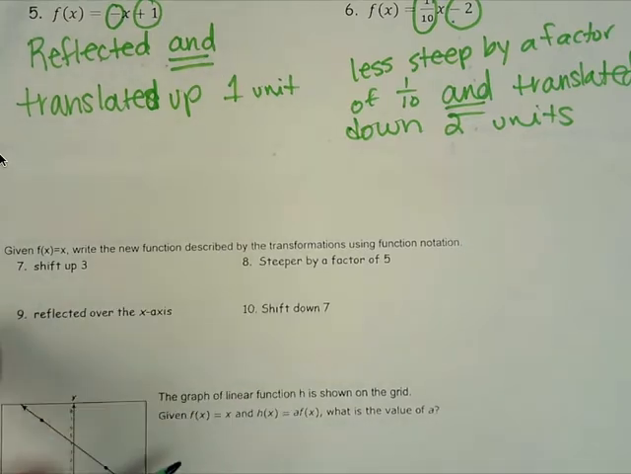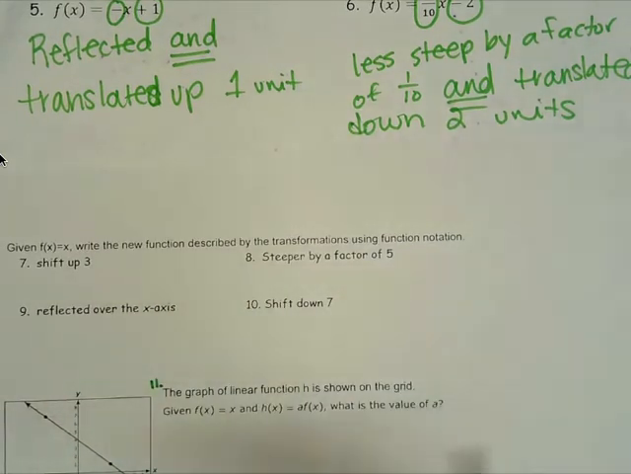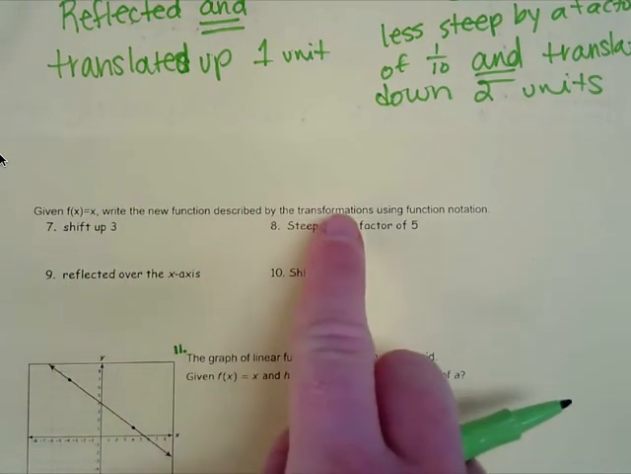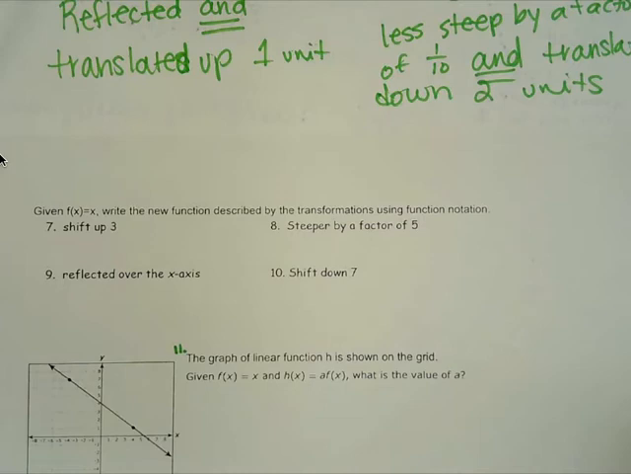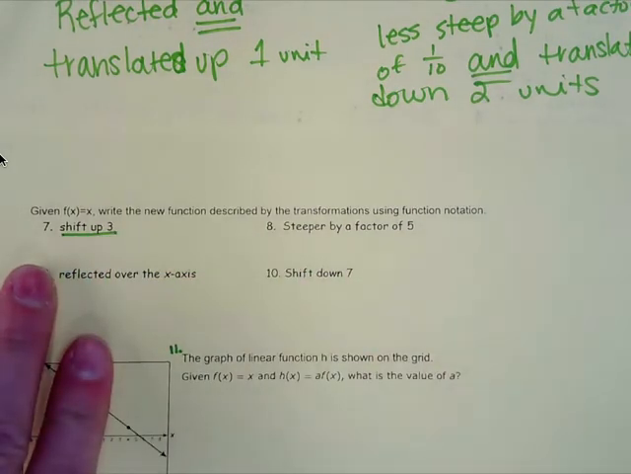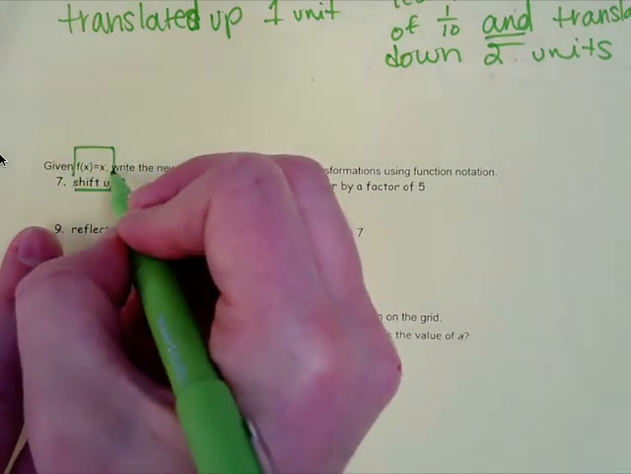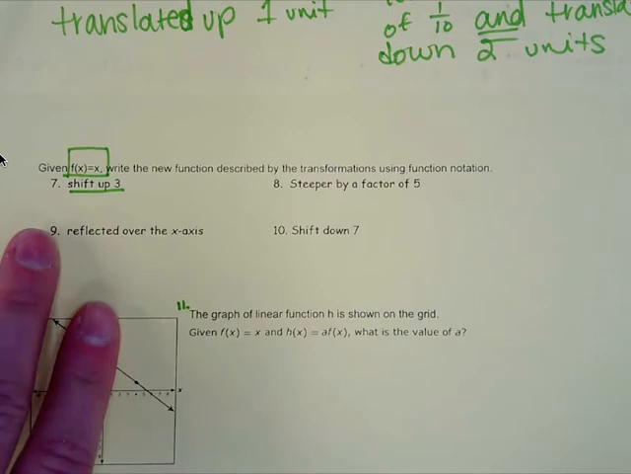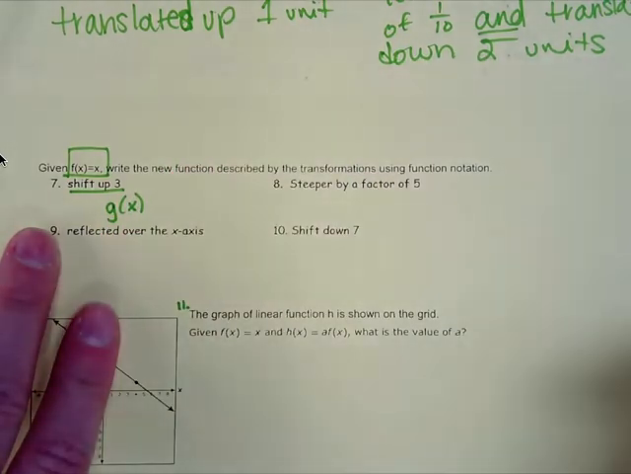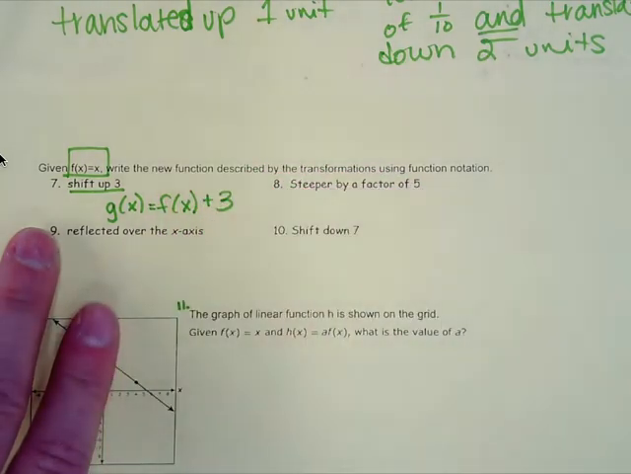Okay, we're going to do 7 through, this would be called 11, I guess. Given f of x equals x, write the new function described by the transformation using function notation. So this first one is shifted up, which also means translate, right? So what's going to happen to this function? Add 3. So our g of x, or whatever function we want to call it, is going to be f of x plus 3.